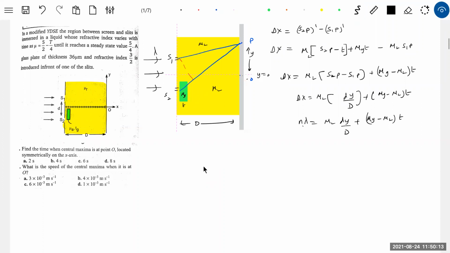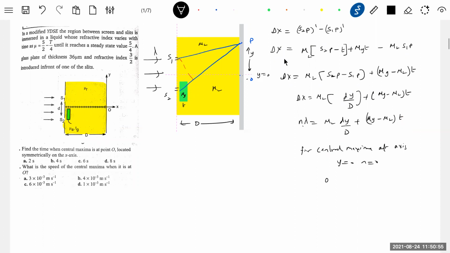So for central maxima, what is the requirement of n? n should be 0 and it should be at O. At the axis means y should be 0. Substitute this. Now you have that liquid. What time is it asking? Substitute that and calculate the time. t is the thickness here, don't get confused here. At axis, y should be 0, n should be 0.